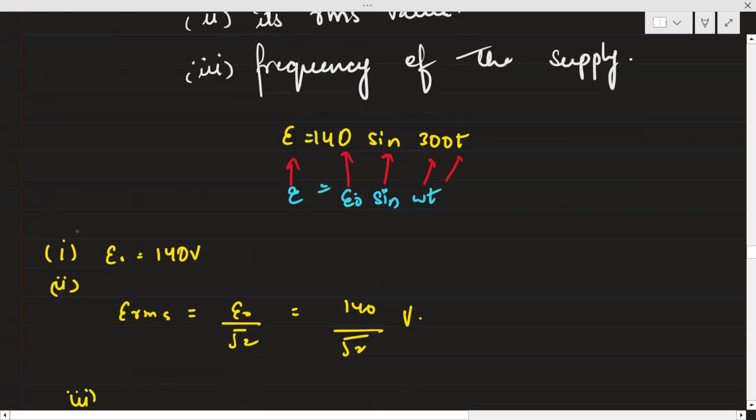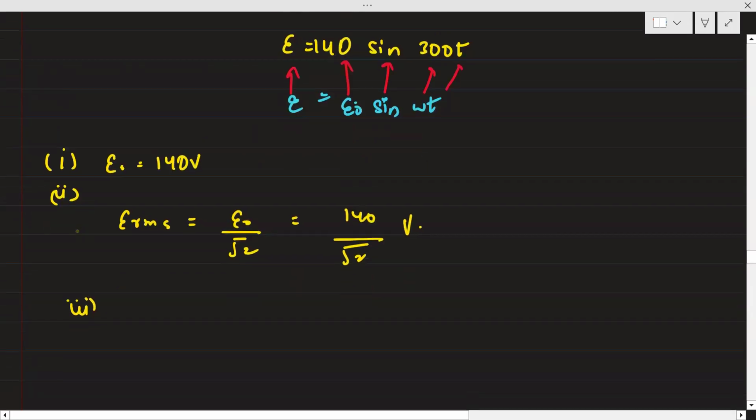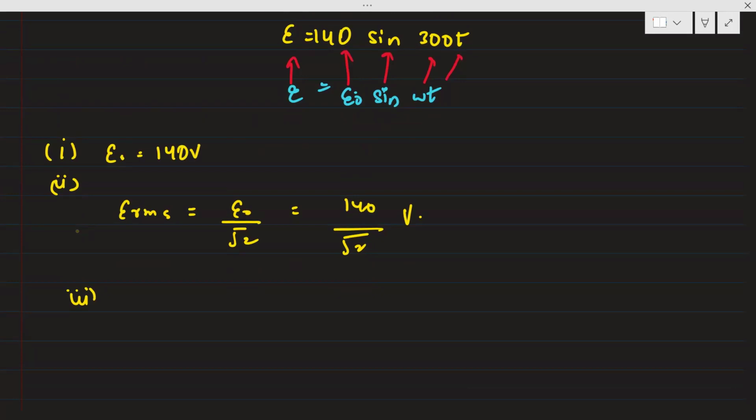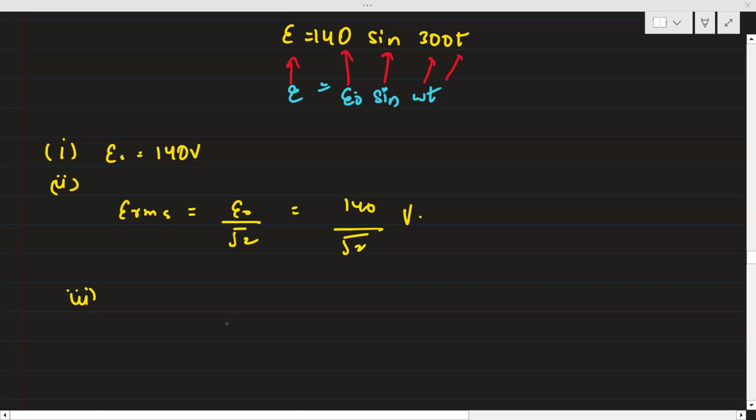Third part says frequency of the supply. So Halima, do you know how to calculate the frequency? Is any frequency mentioned? Is there a mention of angular frequency? 300. How much? 300. Yes. Omega is equal to 300.